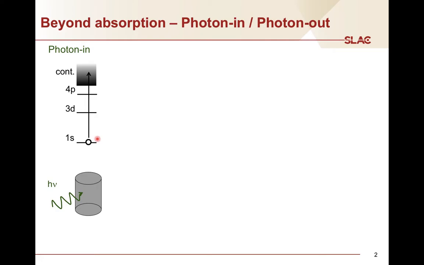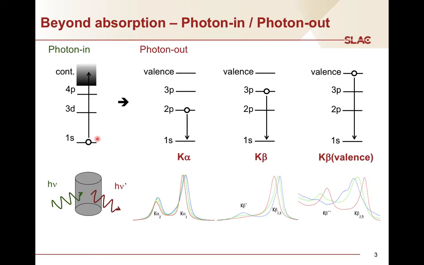In the non-resonant case, you ionize the sample, so you're left with the 1s hole, which then gets filled successively either with an electron from a 2p core level, with a 3p core level, or a filled orbital in the valence region. Depending on where you decay, you get K alpha, K beta, and K beta valence-to-core emission spectra. And here you see some examples that look very different and they have very characteristic information. We go over them one by one later on.